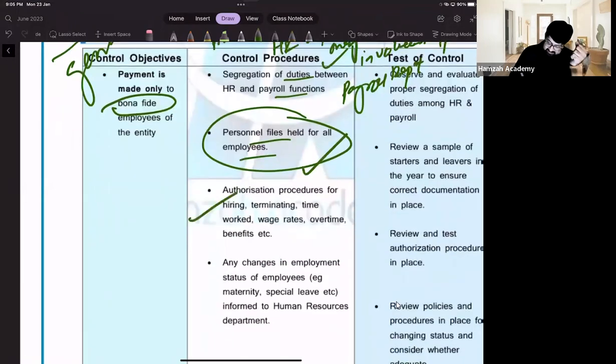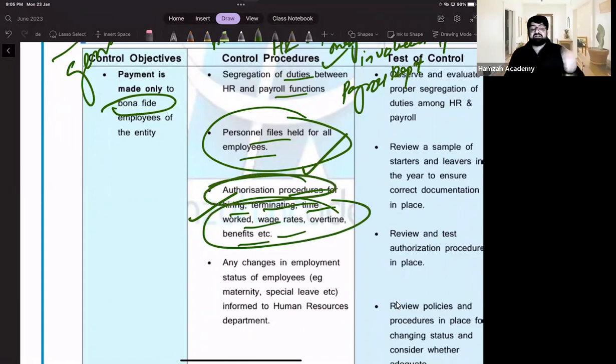And yes, all hiring, terminating, overtime, everything must be authorized. Now, as per situation, we will talk about it. The rule of thumb is that everything should be authorized. Any changes in the employment status should be informed to HR as well, so that the files can be updated.